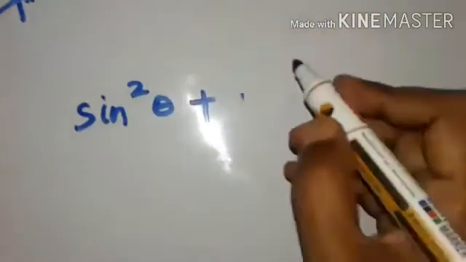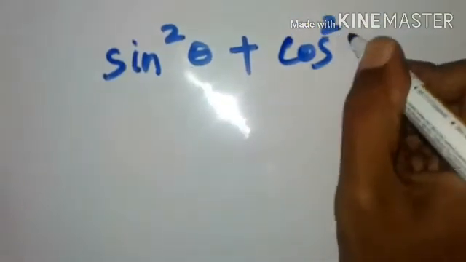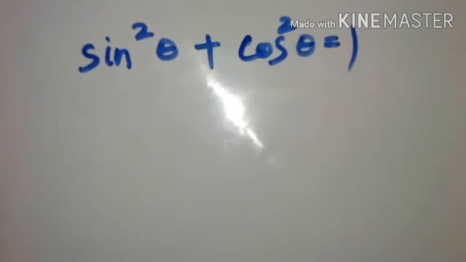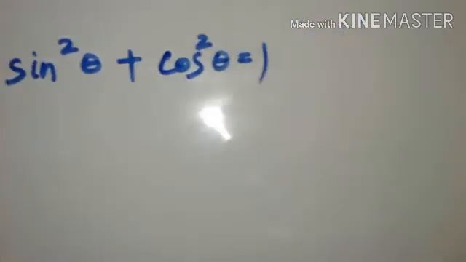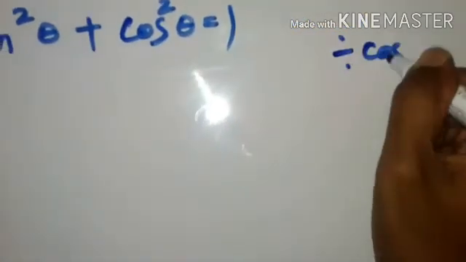Okay, so sine square theta plus cos square theta is equal to 1. At that time we divided it by sine square theta. Now I am dividing the entire thing by cos square theta.